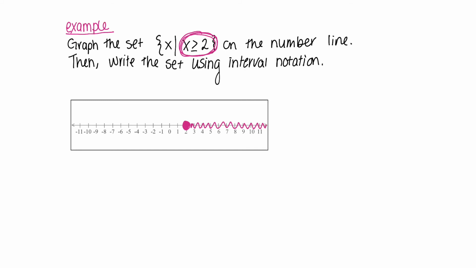When I go to write this in interval notation, positive infinity is up here, negative infinity is down here. Reading the highlighted portion from left to right, the highlighting starts at 2, so I'm starting with 2, and it goes all the way up to positive infinity. 2 has a closed circle, which means it gets a bracket, and then infinities always get parentheses.